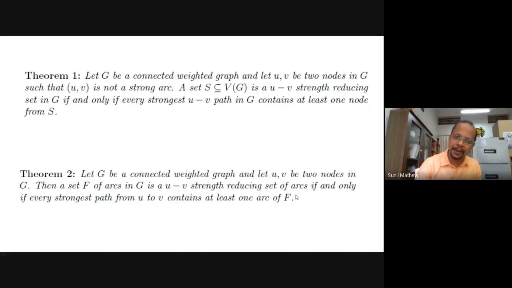Now these are characterizations of those types of sets. Let G be a connected weighted graph, and let u and v be two nodes in G such that uv is not a strong arc. A set S is a uv strength reducing set in G if and only if every strongest u-v path in G contains at least one node from S. Proof is available in the previously mentioned paper. And let G be a connected graph and u, v two nodes in G. A set of arcs in G is a uv strength reducing set of arcs if and only if every strongest path from u to v contains at least one.